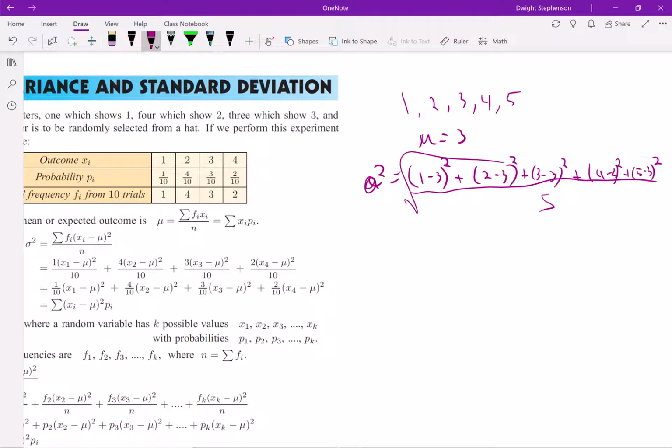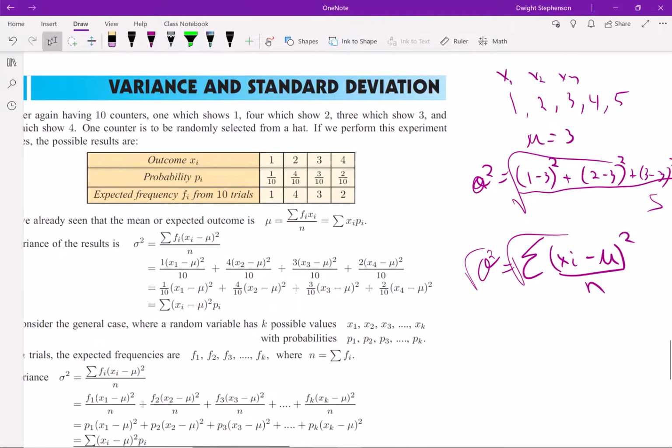In general, how you do this is you take each xi, so x1, x2, x3, and you subtract the population mean, you square it, you add them all together, and you divide by n, the number of things that there are. That would give you the variance, and if you took the square root of that, you end up with the standard deviation.